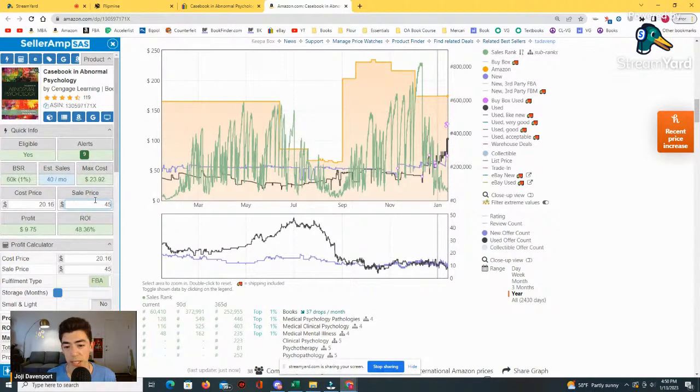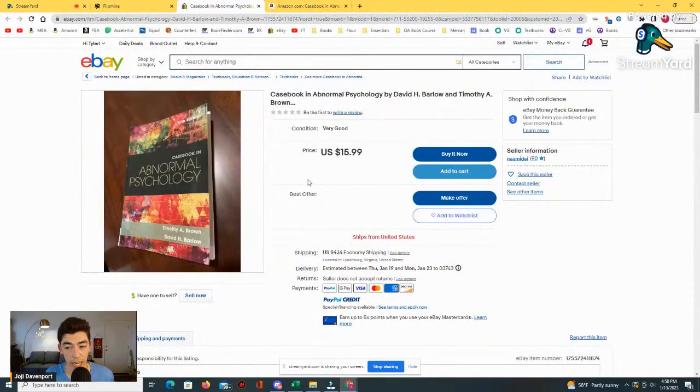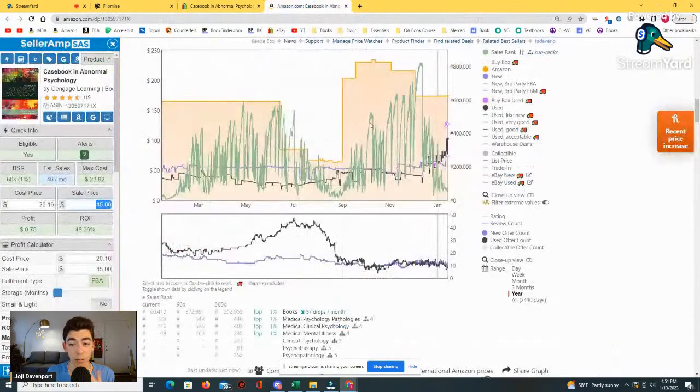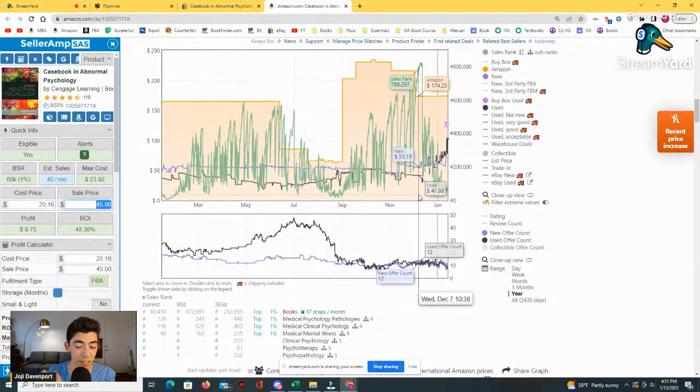I wouldn't say it's amazing, but like I said, the used offer count is really low. So this is honestly a book that I would buy. Like I said, as soon as I get it, I would merchant fulfill it, and I'd try to catch the tail end of the textbook season.